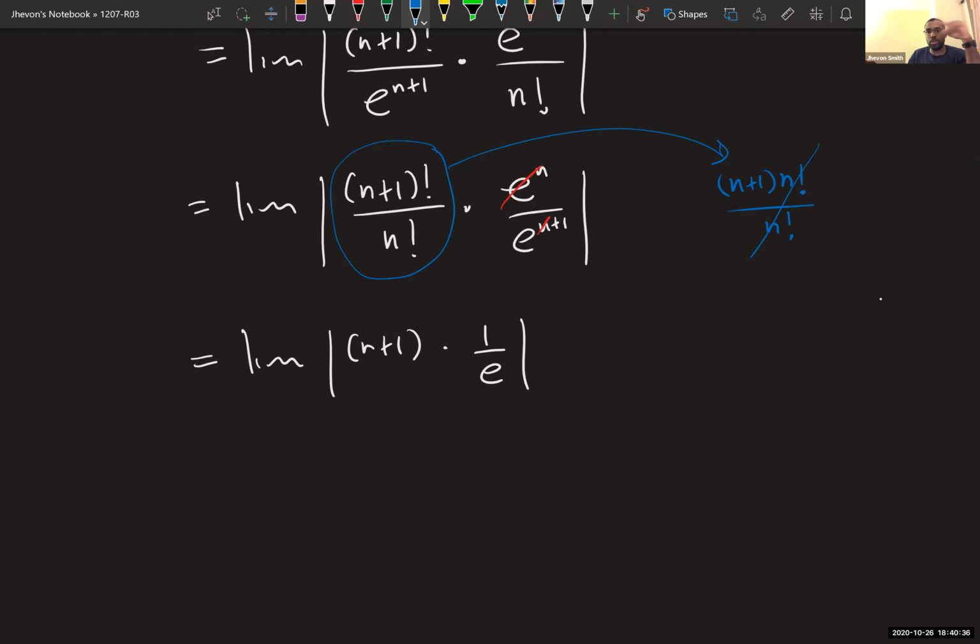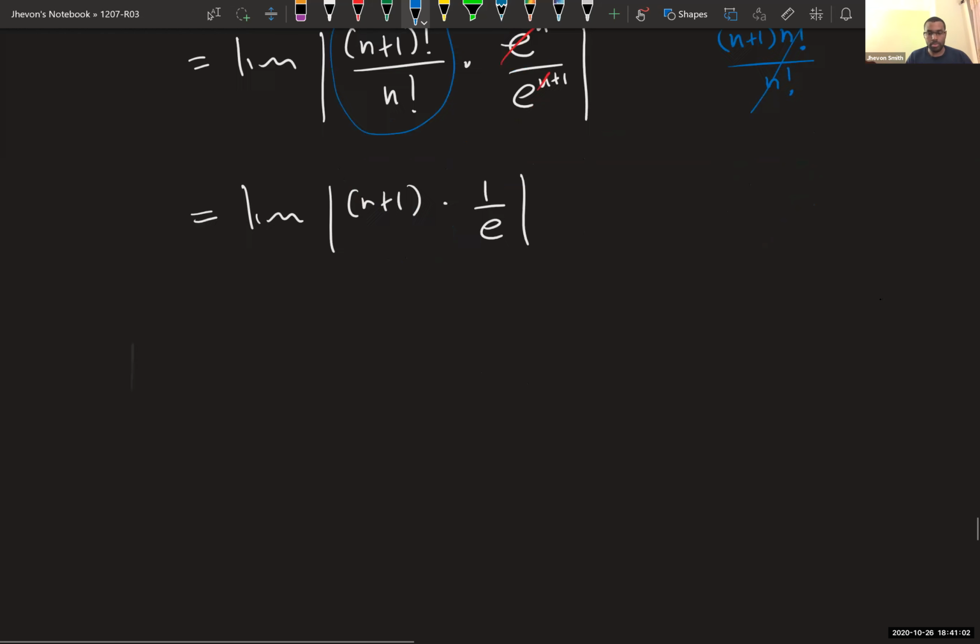Because remember, (n+1) factorial is just (n+1) times n times (n-1) times (n-2), go all the way down to 1. And n factorial is n times (n-1) times (n-2), all the way down to 1. They're the same after a while, right? So this is why the ratio test is super convenient for factorials. Because you're taking the ratio of factorials, you can, after some point, cancel everything out, right? So this is why it's actually very useful.